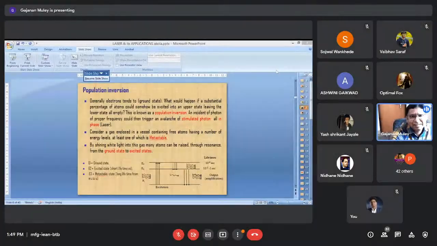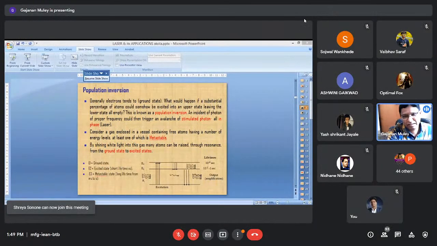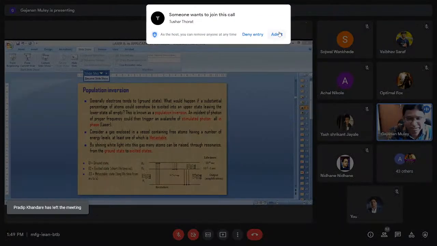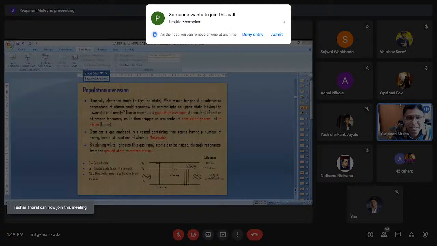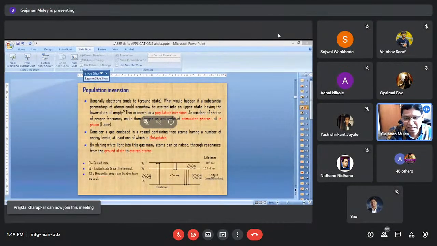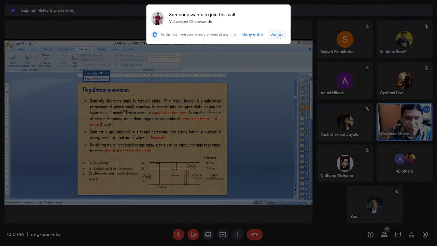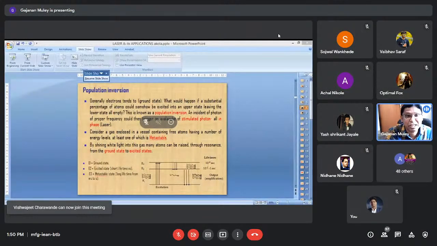To generate the laser beam, there are three important processes we require in the lasing system. One is population inversion. We have already seen what population inversion is: there are more electrons in the excited state than in the ground state. Stimulated emission means the radiation emitted by a jumping electron from excited state to ground state in the presence of another photon. And another important thing we require is a pumping source.